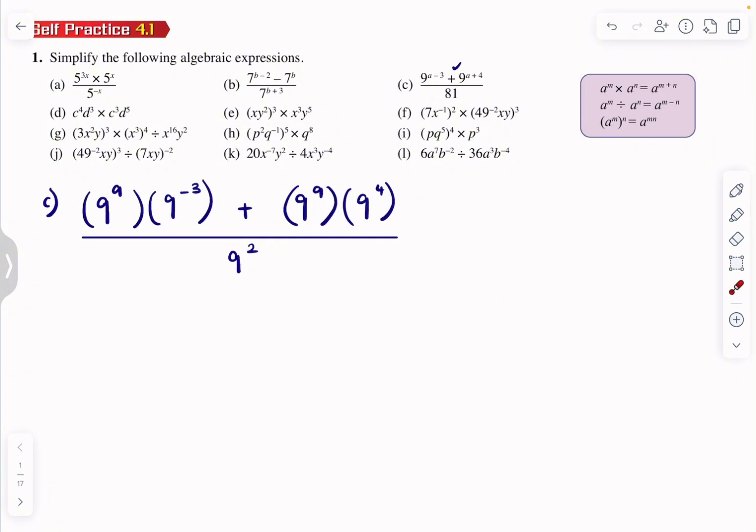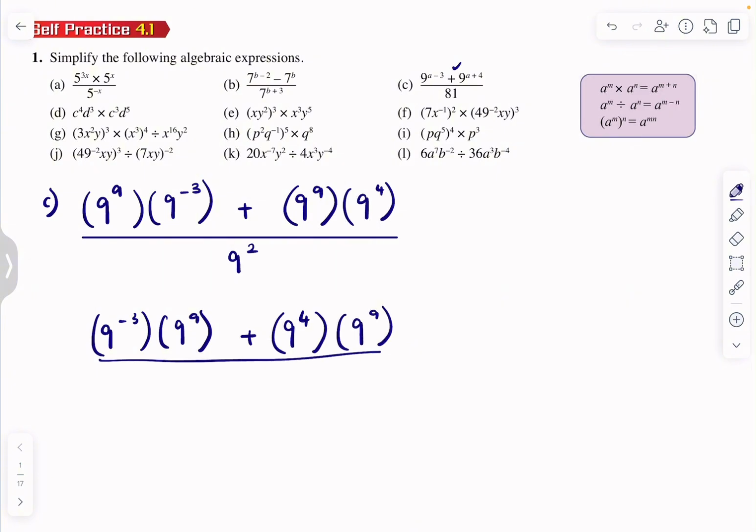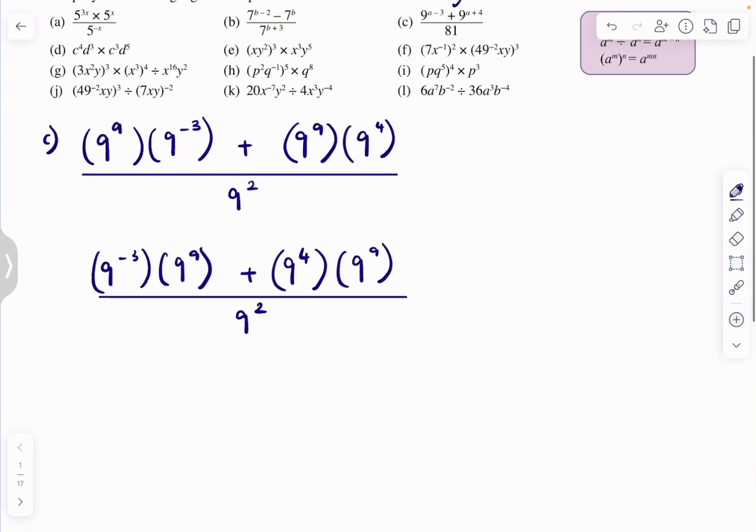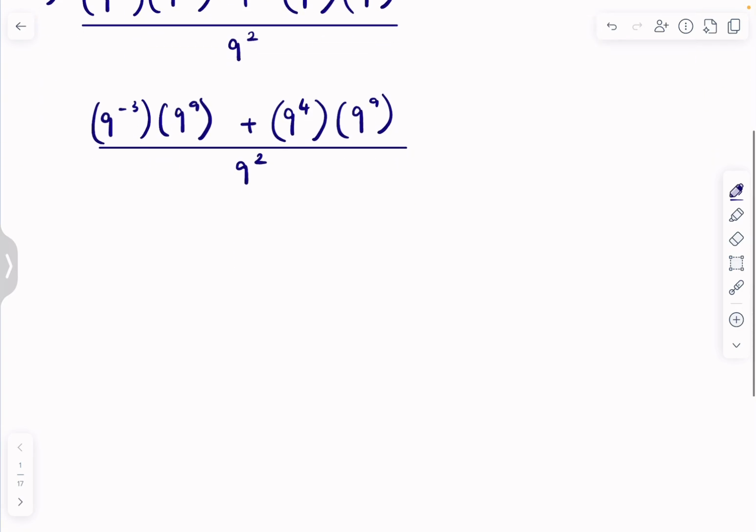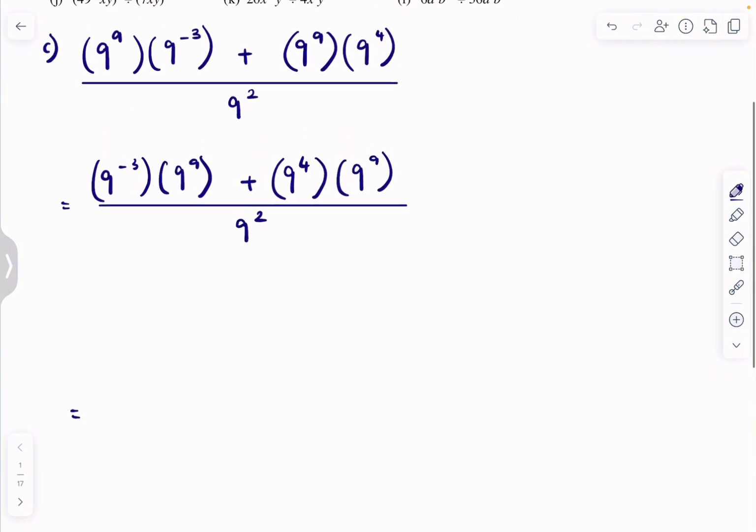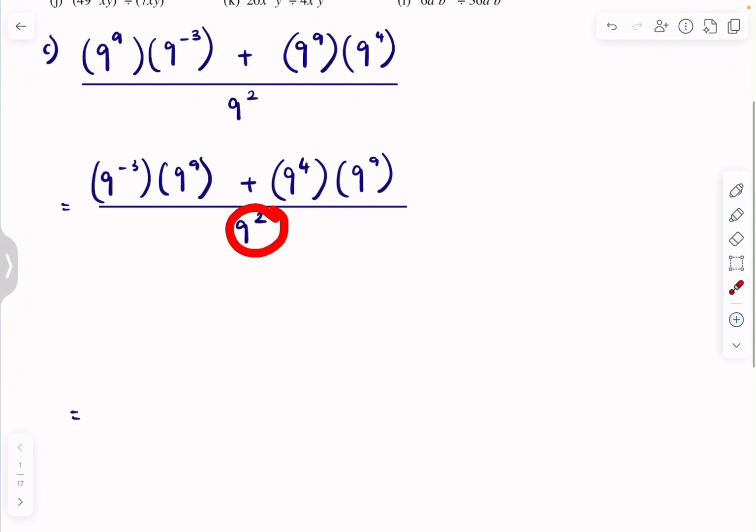So 9 negative 3 is a number. So you can say 9 negative 3 of 9a plus 9 4 of 9a over 9 square. So here what we can do is just split it. Since this 9 square belongs to both this term and this term, we just split it.